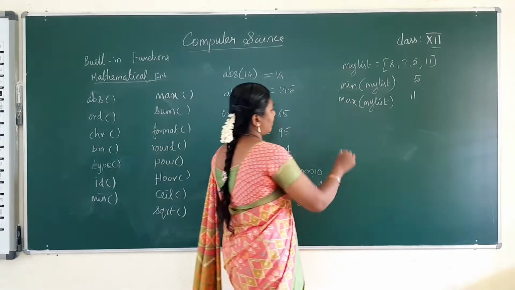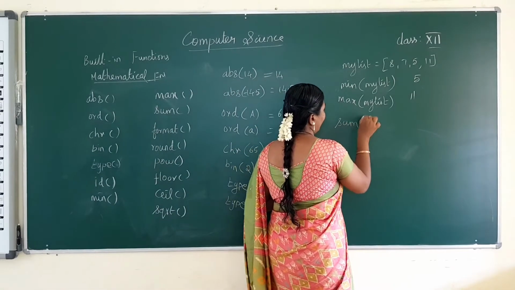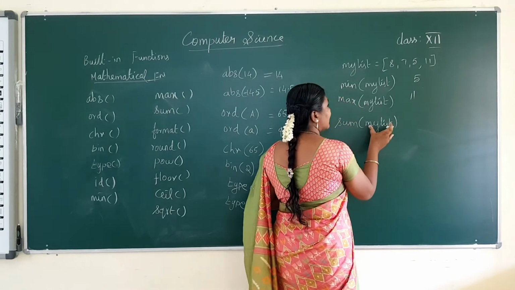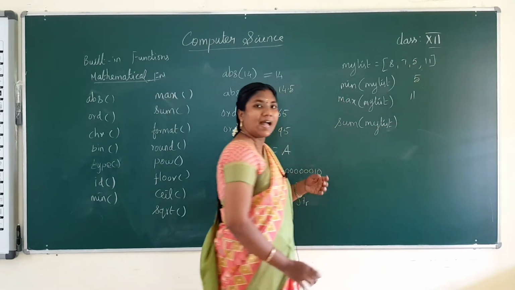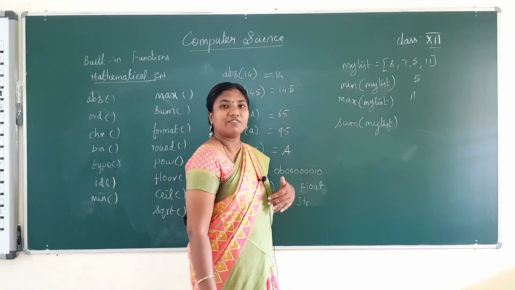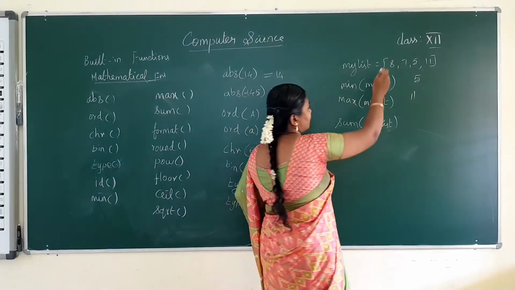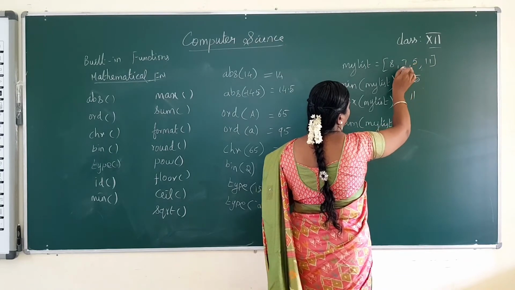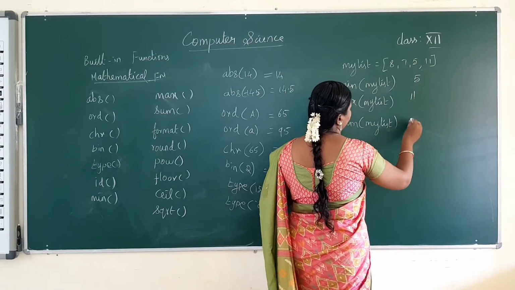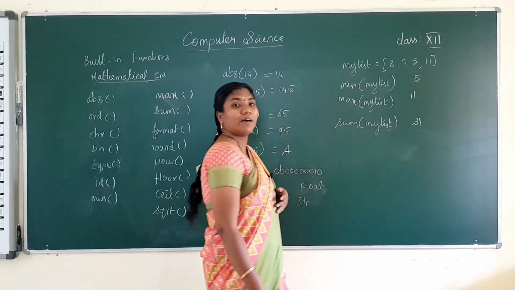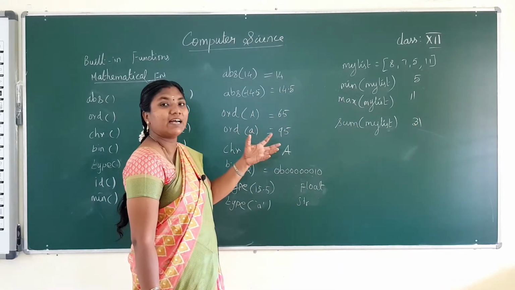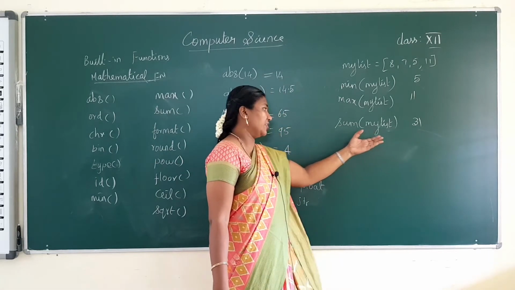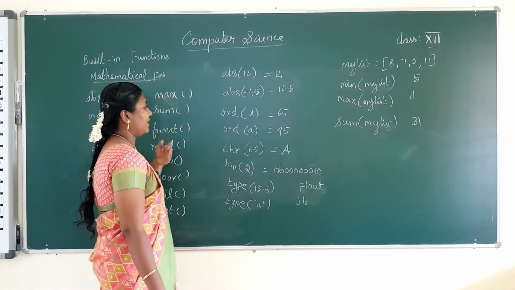And then sum. If I give sum of my list, there are 4 values in my list, so it will add these 4 values and give the sum. What will be the sum of these 4 values? 11 plus 8, 19, 26 plus 5, 31. So 31 will be my answer. It will sum the values which you give inside the sum function. And next one, format.